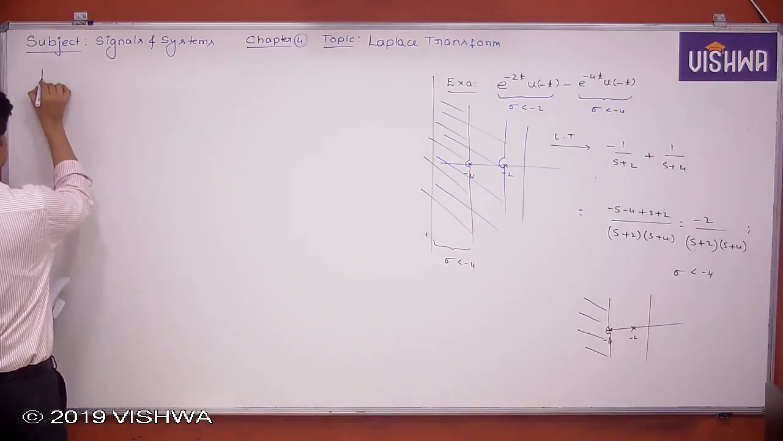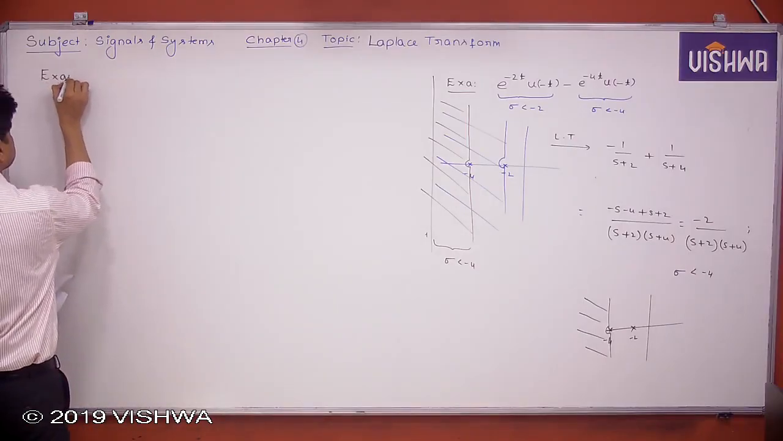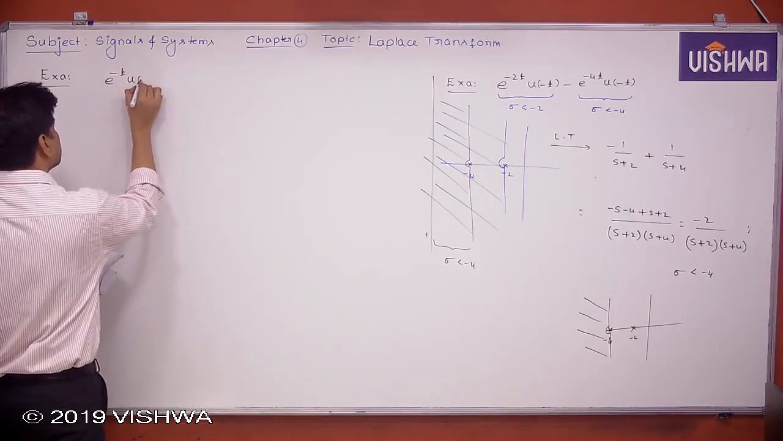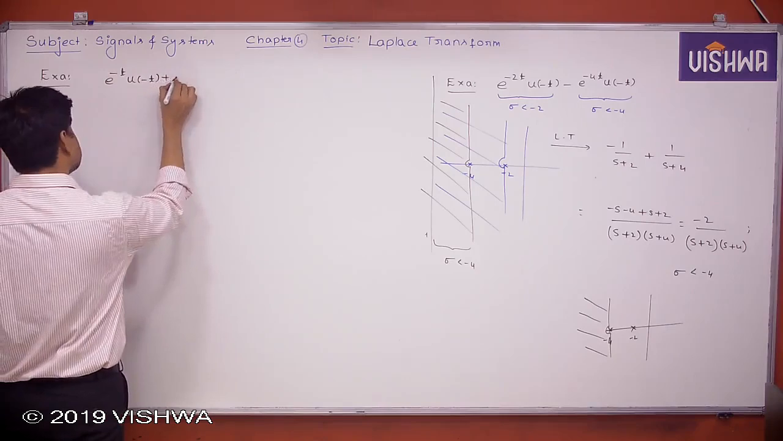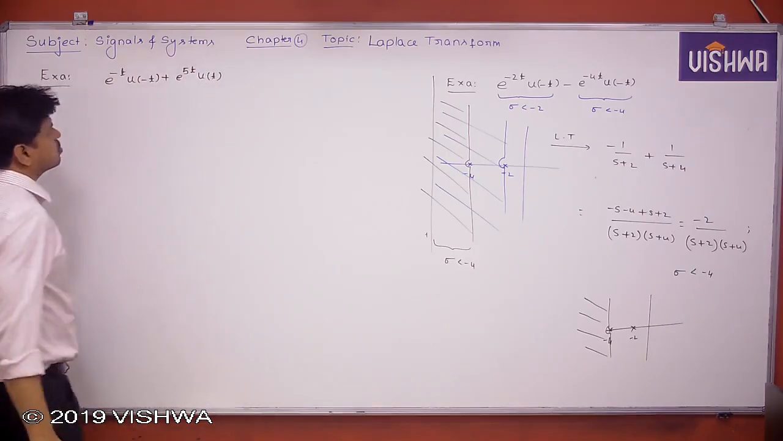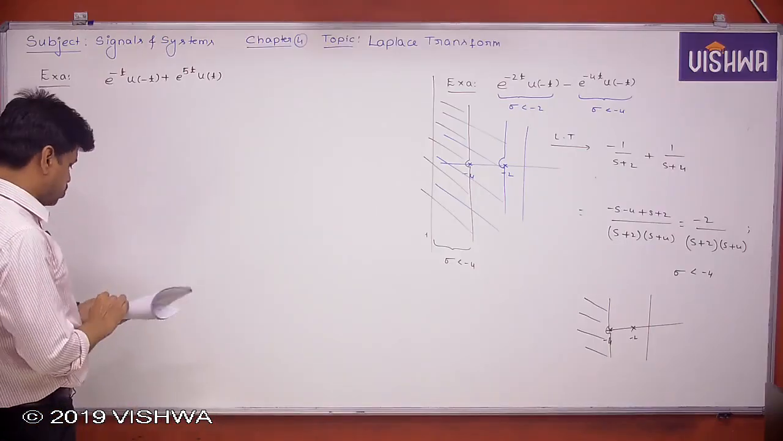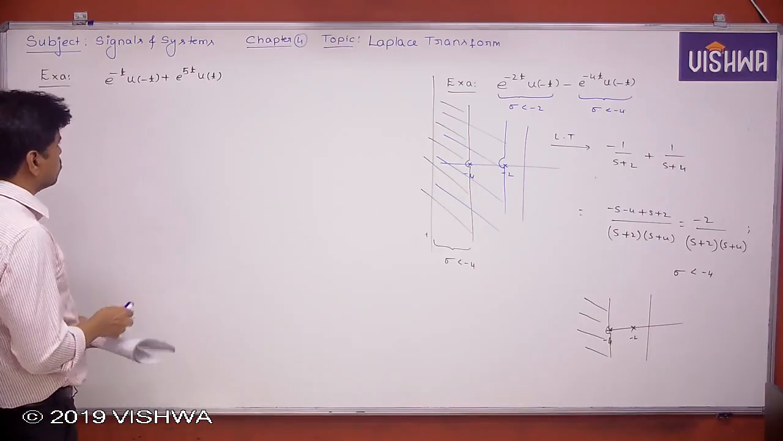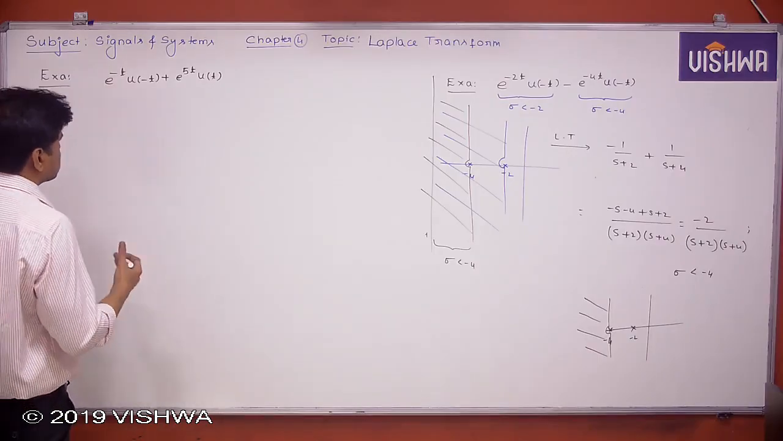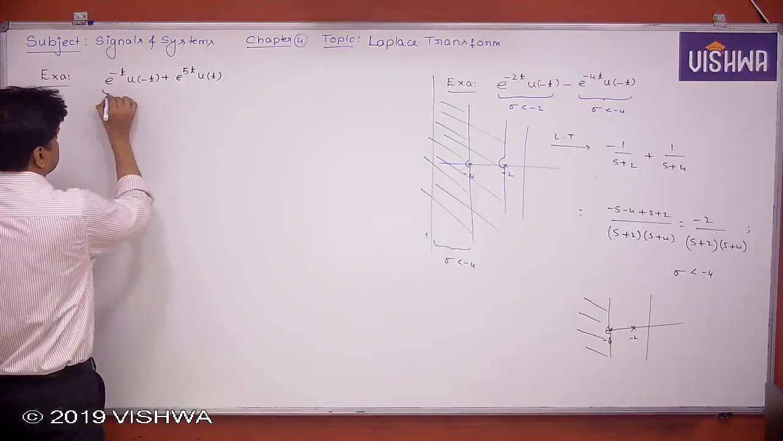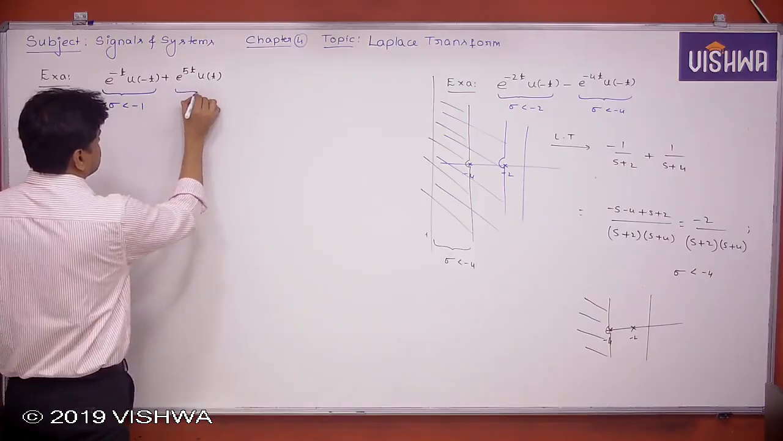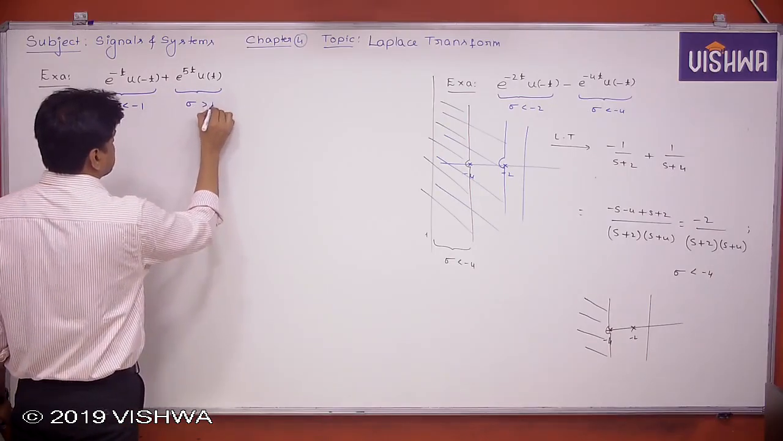Next example. e power minus t u of minus t plus e power 5t u of t. Again we have to check what is the common ROC. Before applying any linearity property, we always have to check whether it has a common ROC or not. Because it is a left side signal, sigma less than minus 1. Because it is a right side signal, sigma greater than 5.